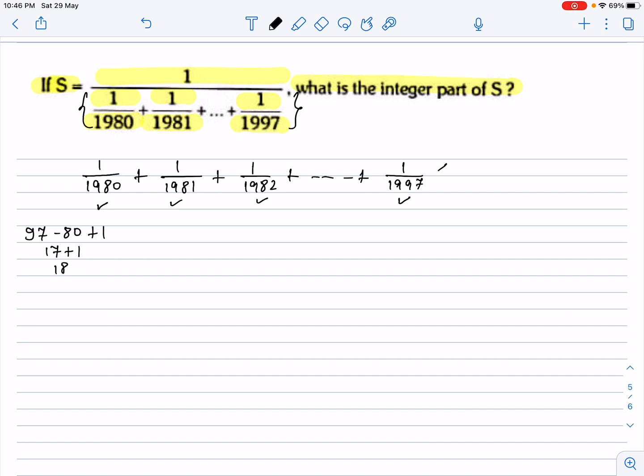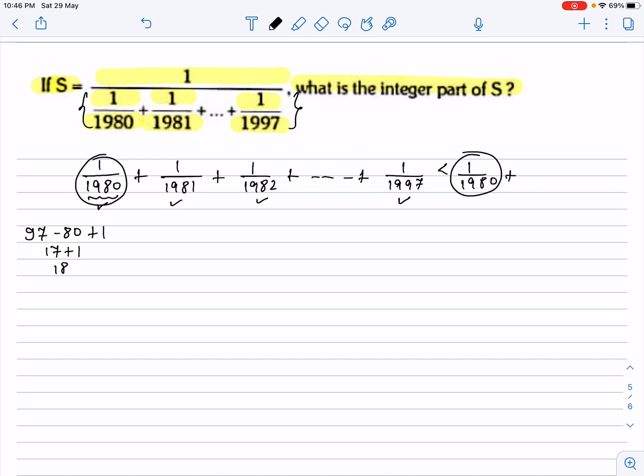And that will be definitely lesser than. Why would it be lesser than? Because every time I would be keeping 1 upon 1980, for 18 times I will be writing. So how will it be lesser than? Let me tell you one thing. Guys, 1 upon 1980 will be definitely equal to 1 upon 1980.